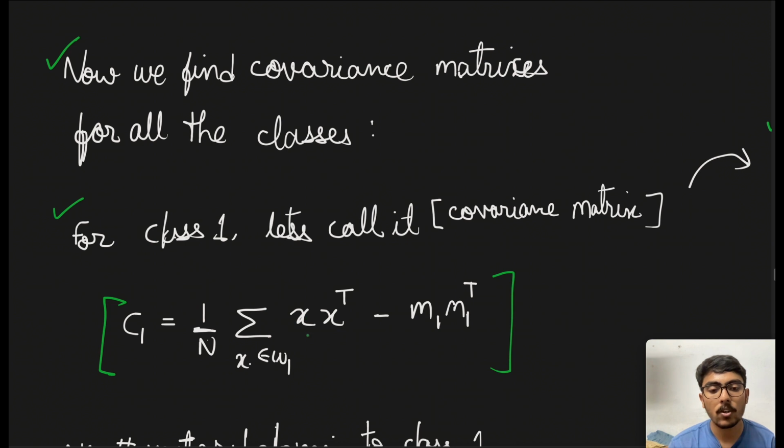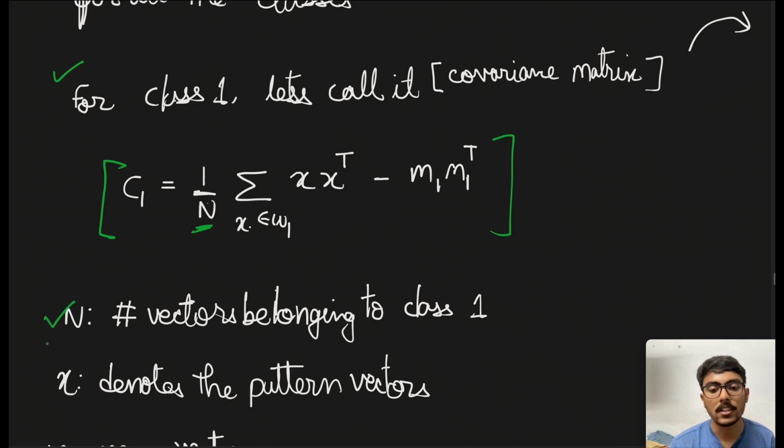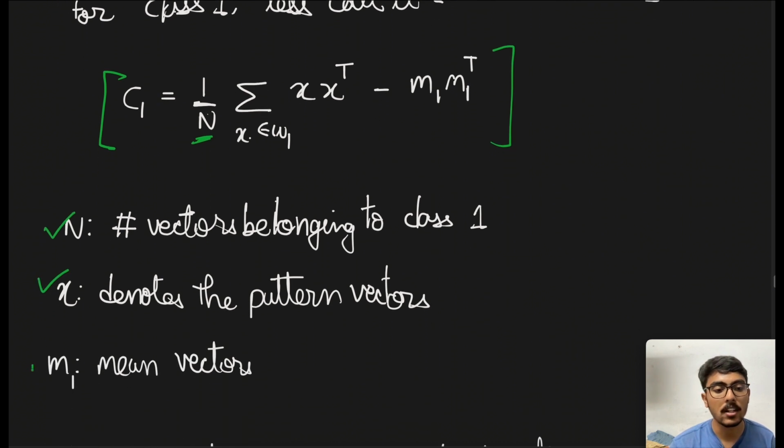This is the formula for the covariance matrix, and we will use it to find the covariance matrix for class 1. X is the pattern vector, xt is the transpose of it, m1, as we found out, is the mean vector of class 1, and m1 transpose is the transpose of it. And n, which is present here, is the denominator. This is the number of pattern vectors that belong to class 1. So n is the number of vectors belonging to class 1, x denotes the pattern vectors, and m1 is the mean vector.